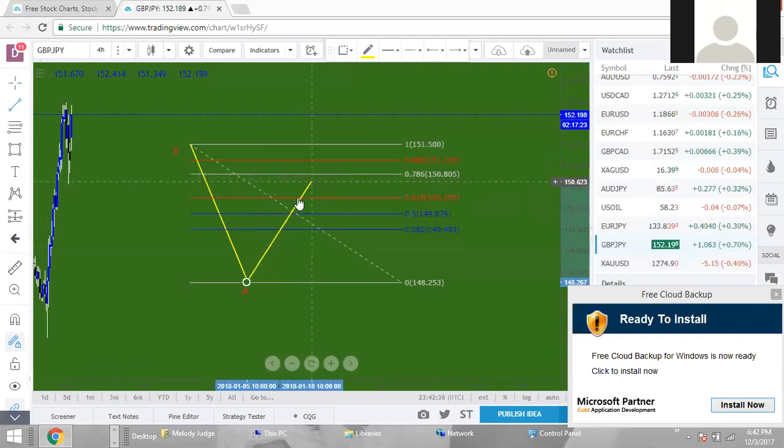618. All right. After we have identified our C leg, we're going to be looking for a pullback from our A to C leg for this Gartley pattern.